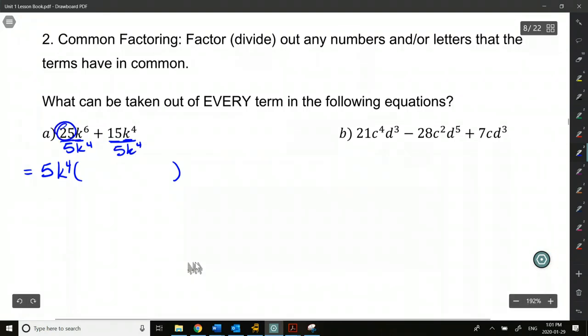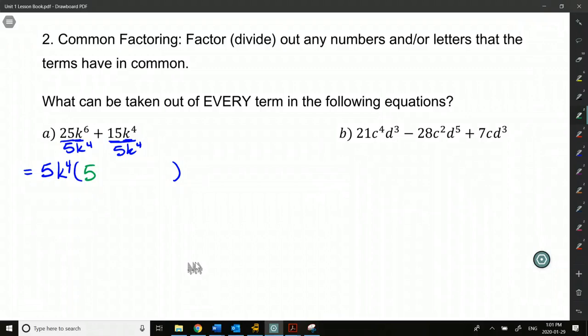So 25 divided by 5 is 5. If I have 6k's and I take out 4 of them, what's left? 2 of them, so k squared. And I took out all 4k's in the last term, so those are gone now. They're out front. And 15 divided by 5? Okay, so this will be plus 3 in here.